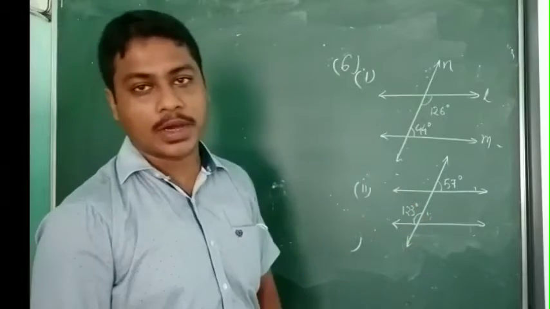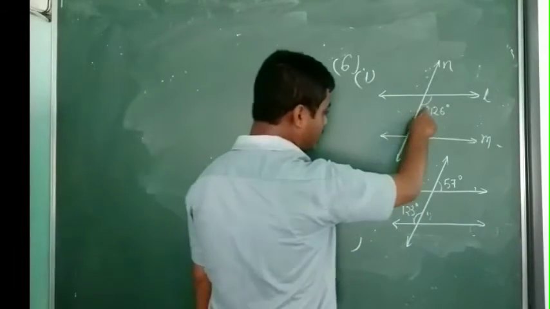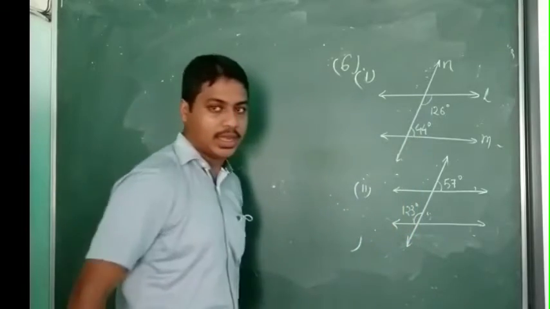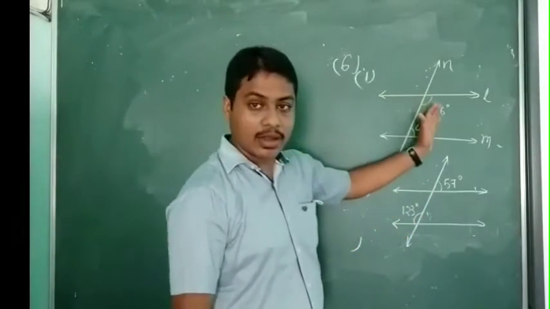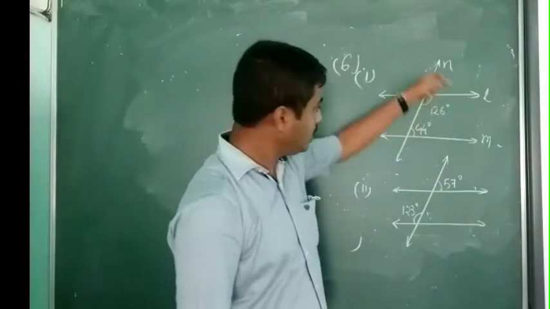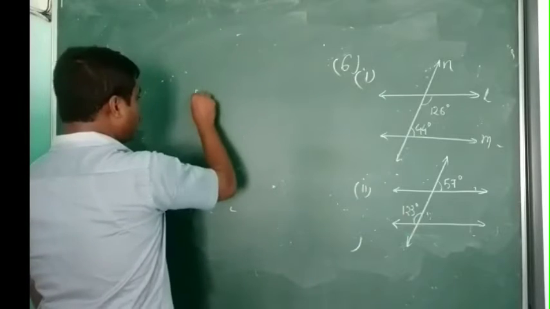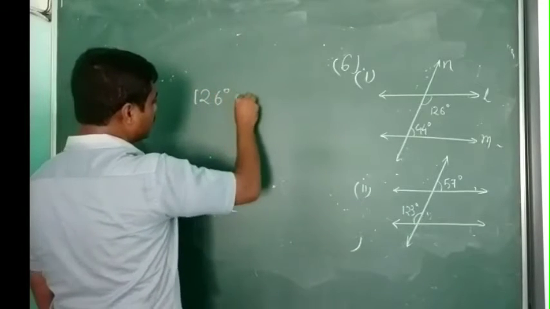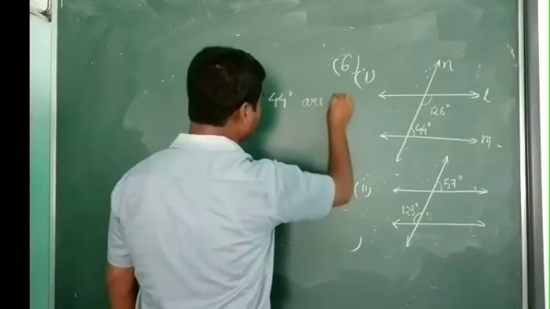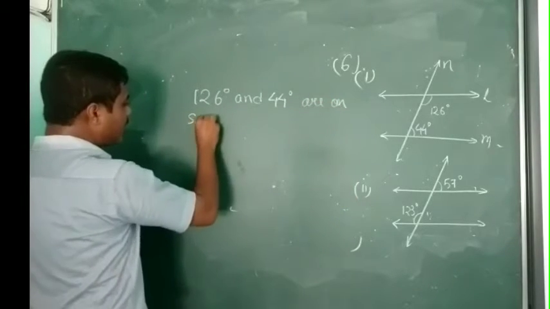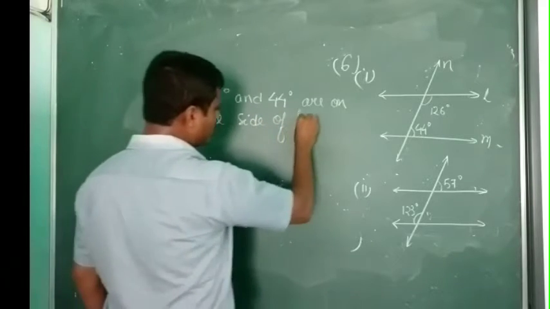So if I go for the first figure, we have angles. It is given 126 degrees and this is 45 degrees. Sorry, these are the angles on the same side of the transversal. This is your transversal. 126 degrees and 45 degrees are on the same side of the transversal.